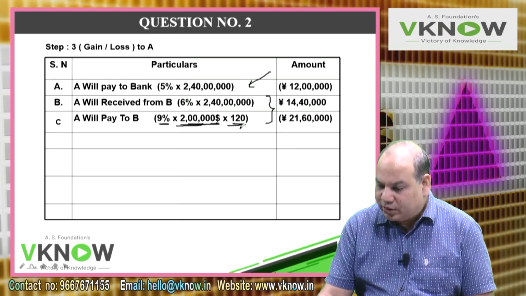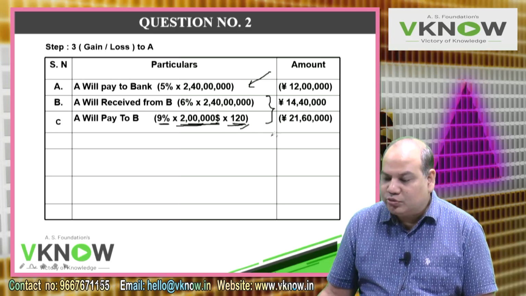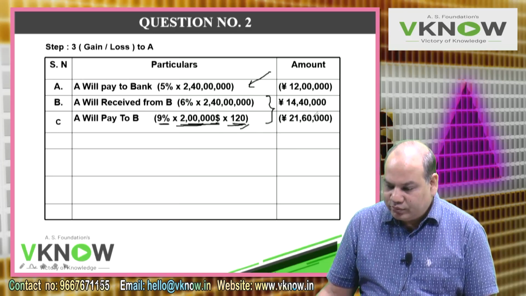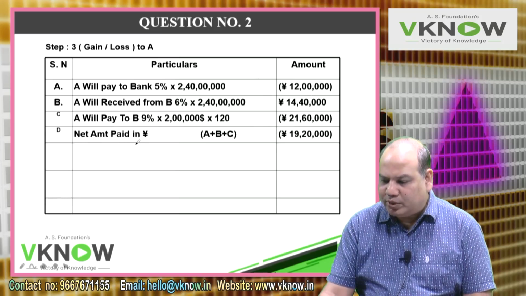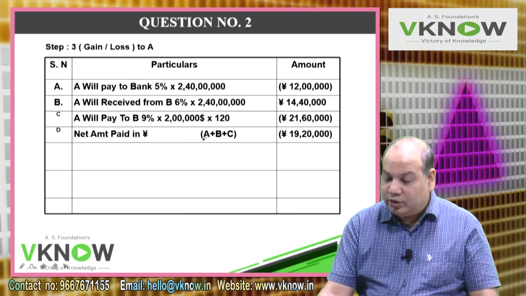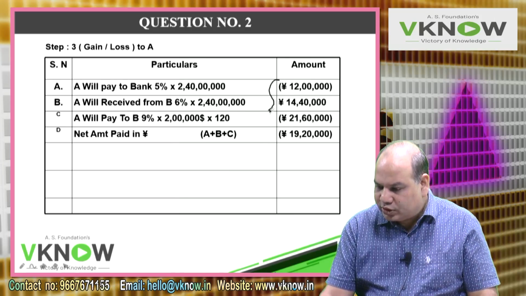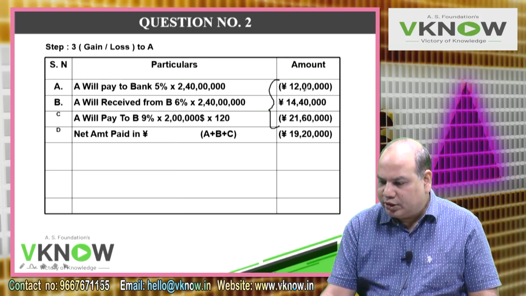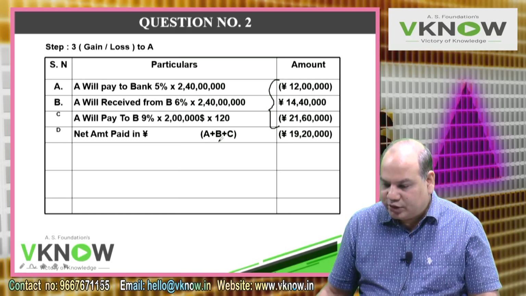Why we have multiplied by 120? All the figures will appear in yen. So this comes to 21 lakh 60,000. So this is outflow, inflow, outflow. So the question is, what is the net outflow, net amount paid in yen? Net amount paid in yen will be A plus B plus C. So carefully take the total of these three items, negative, positive, negative, it comes to 19,20,000 yen.